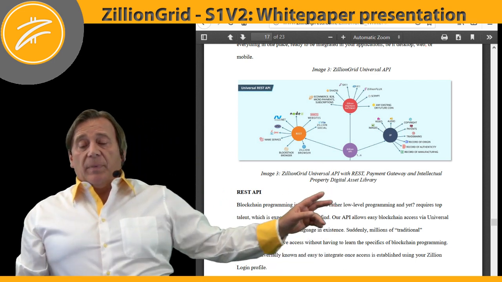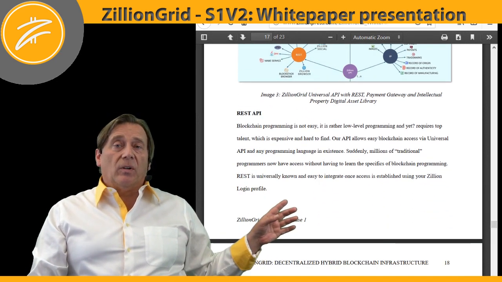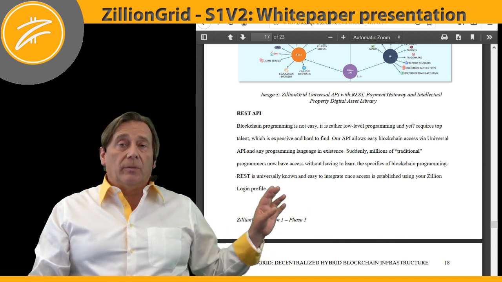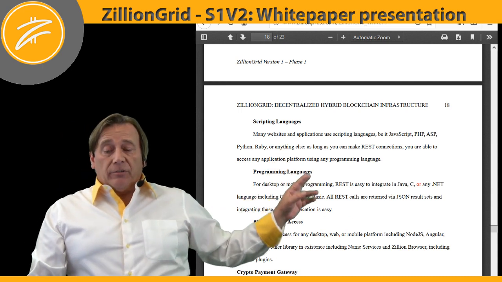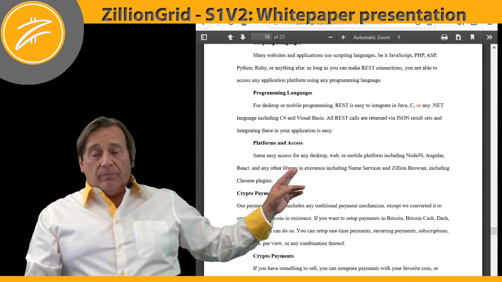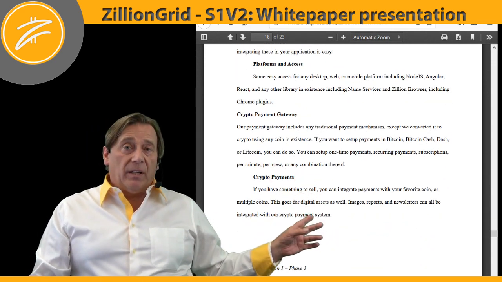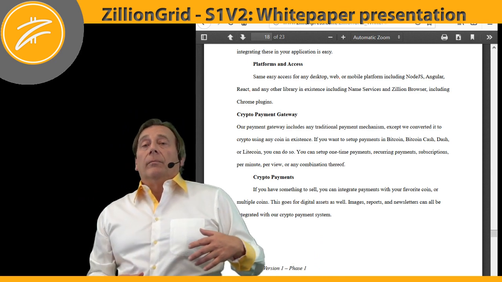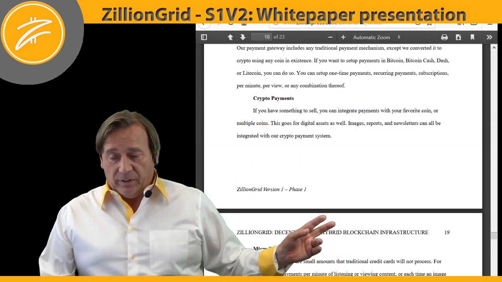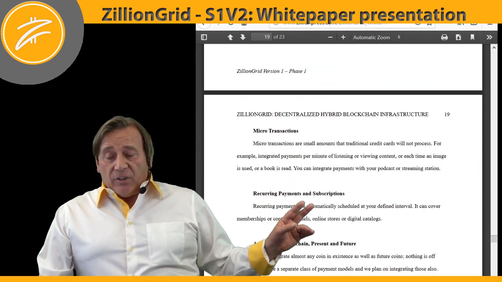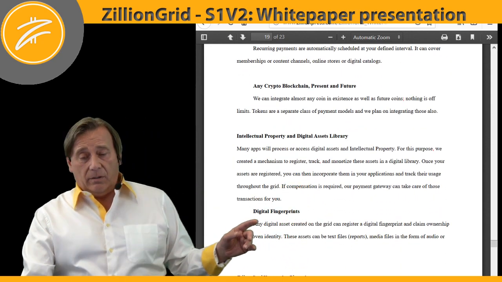So we chose REST API because it is universal. Any language can integrate with it, and it's very, very easy to program. You don't need any special knowledge. Most of the millions of programmers can access this directly, whether it be scripting languages, programming languages, platforms and access. The crypto payment gateway is what we call it. Instead of credit cards, you can do transactions, payments, subscriptions using any of the coins that you prefer. Microtransactions, recurring transactions, any coin, as we just mentioned also.